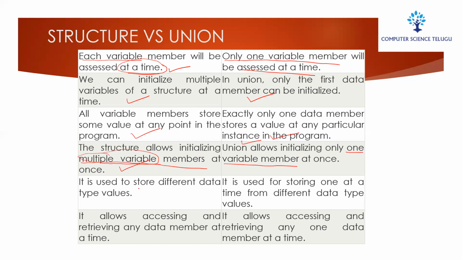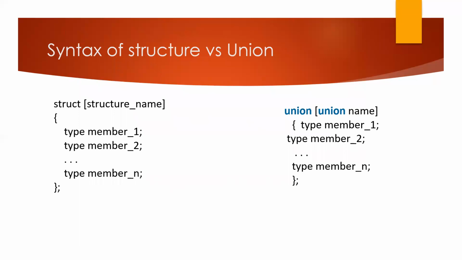Okay. Structure is used to store different data type values. And union is used to store one at a time from different data values. Structure allows accessing and retrieving any data member at a time. But in case of union, it allows accessing and retrieving only one data member at a time. So this is about structure and union.